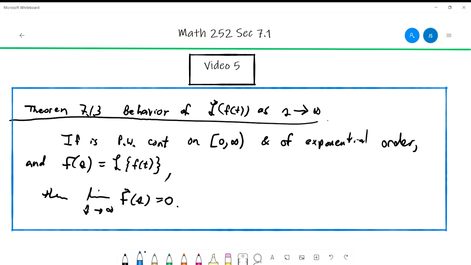So if f is piecewise continuous on the closed interval from 0 to infinity and of exponential order, then the limit as s goes to infinity of its Laplace transform is 0.